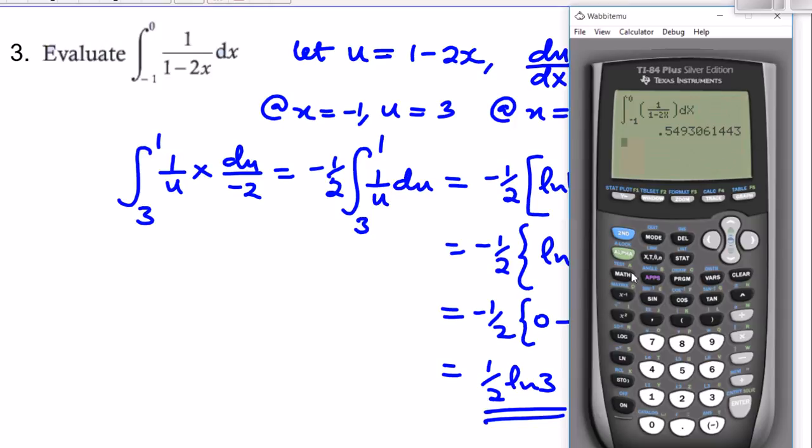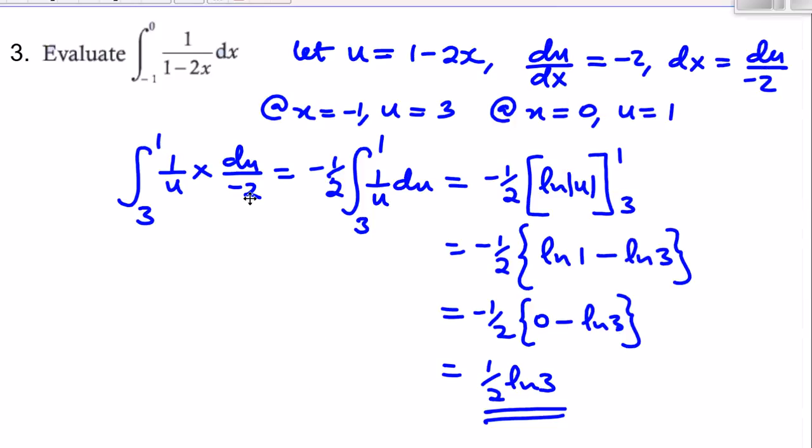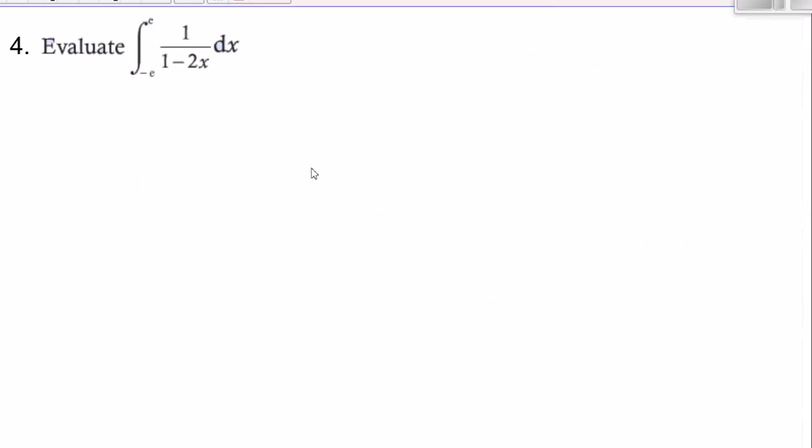And if you check the answer that I had initially, it should be the same. You can always check, which is ln 3, and you end up with the same answers. So you can use this method, or you can use your calculator. You should be able to end up with the same answer.